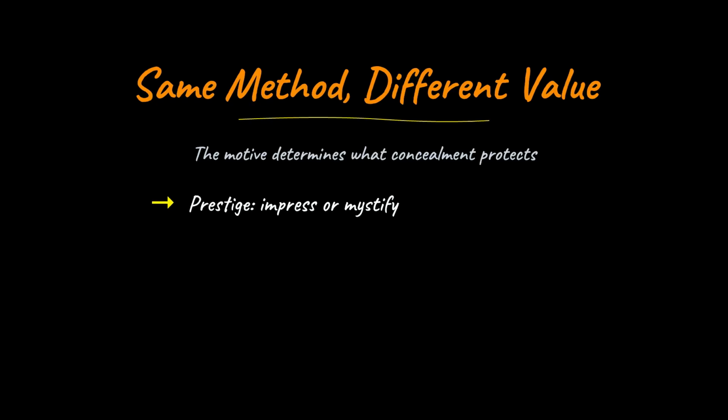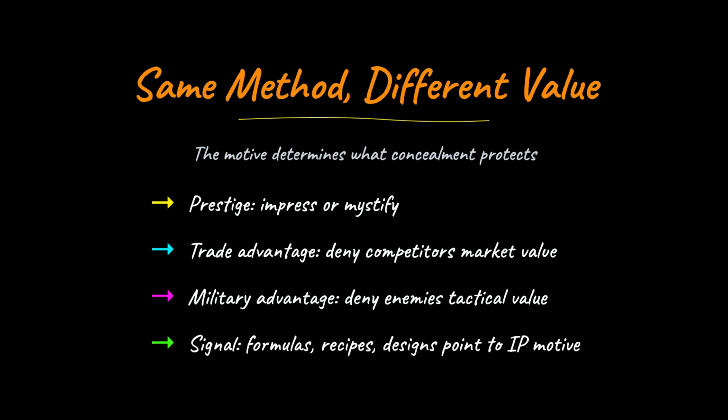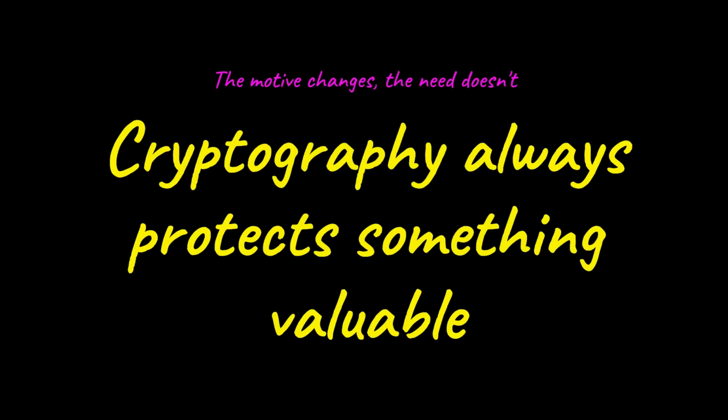Concealment for trade advantage denies a competitor knowledge with market value, while military concealment denies an enemy knowledge with tactical value. Whenever you see a hidden formula, recipe, design, or process, that's the signature of the intellectual property motive. From a Bronze Age glaze recipe to modern encrypted source code and product designs, the underlying reason has never changed: keeping something valuable away from the wrong eyes.